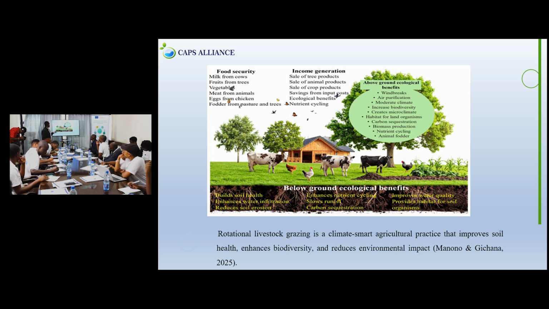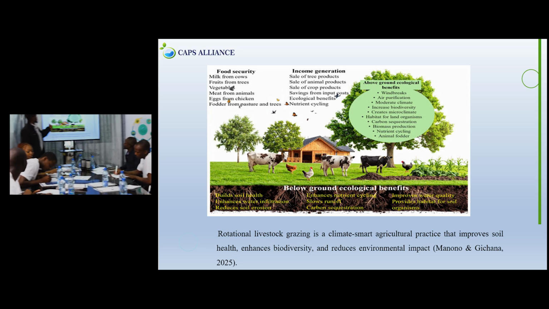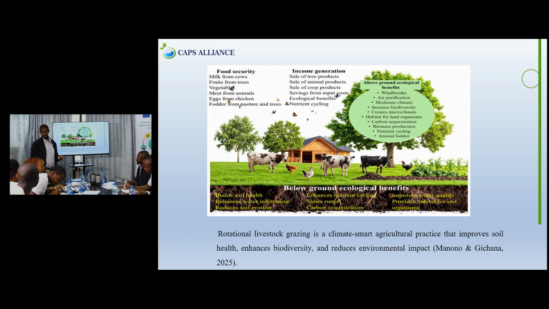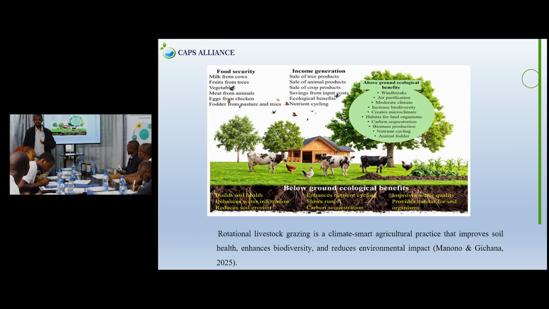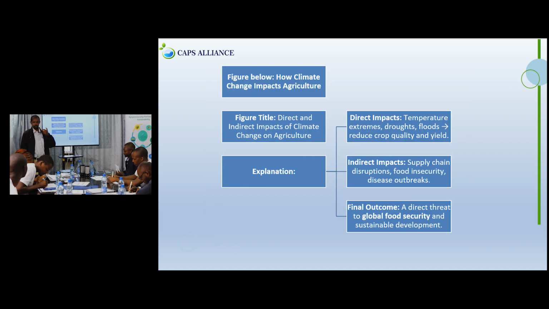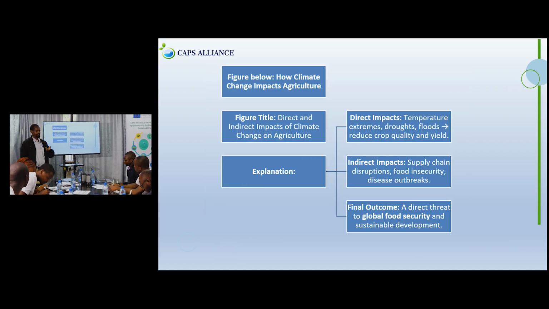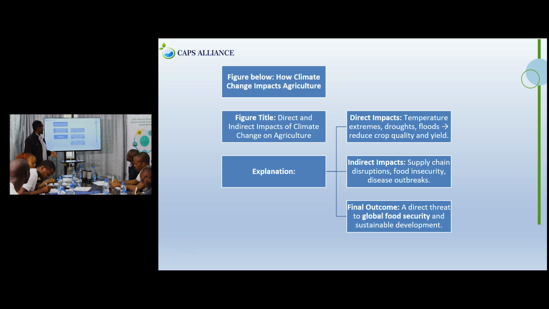Now, this is what a good agricultural system should look like. You have cows, you have trees, you have the soil and so forth. Meat from animals, eggs from chicken. Income generation: you sell your milk, your meat, your eggs, and maybe kales or sukuma wiki, and you get income generating activities.